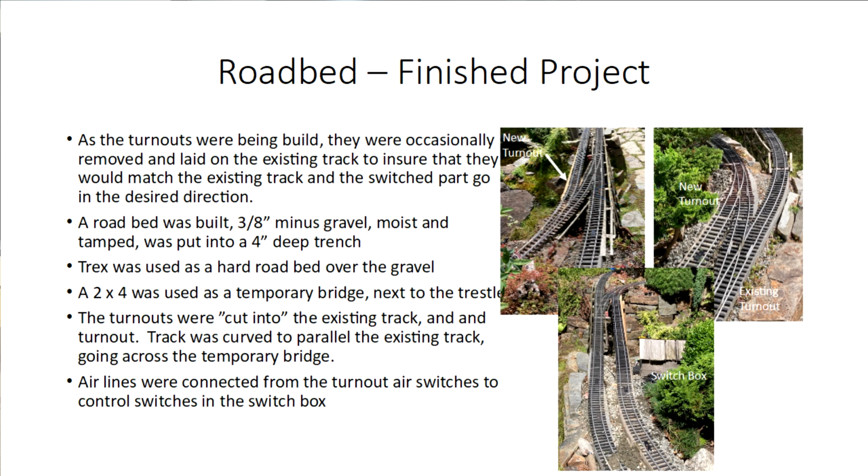So now I can come down and turn the switch, and now I can go to this parallel piece right here. And now I can run two independent loops, yet if I want to go from this loop to this loop, all I have to do is turn the switch here, and I go from one side to the other. And I did this on this end up here, and then the same one on this side over here. So you kind of just cut into the existing track, use slip joiners, use a temporary bridge, build a hard road bed with gravel, Trex, and just lay in the new track right there.